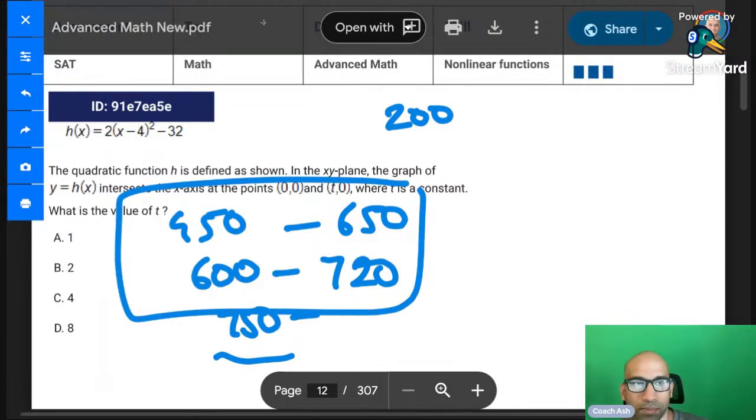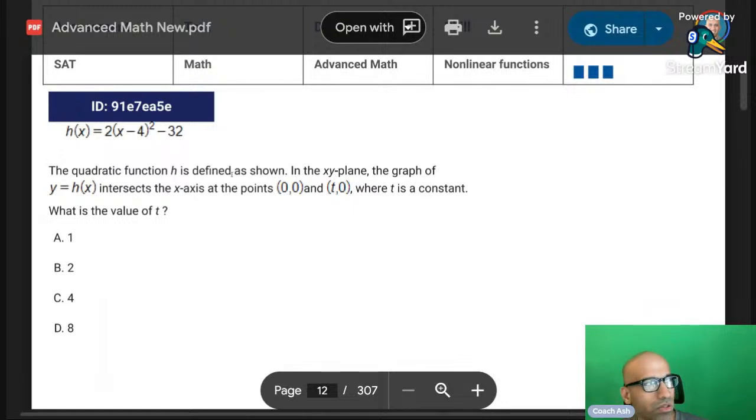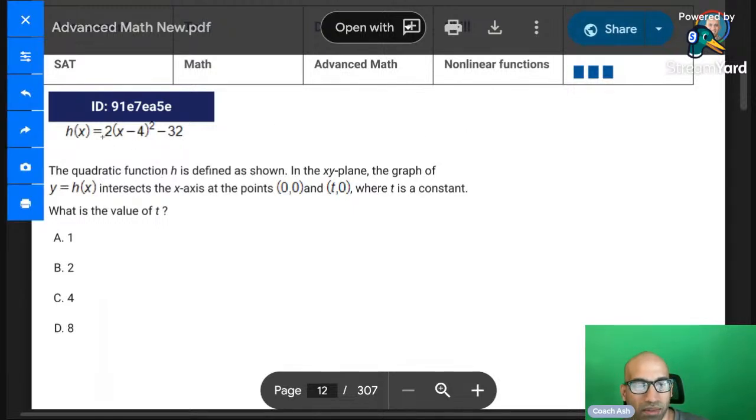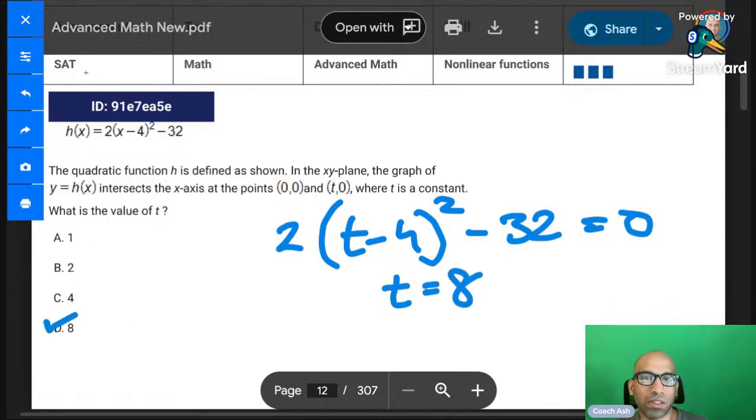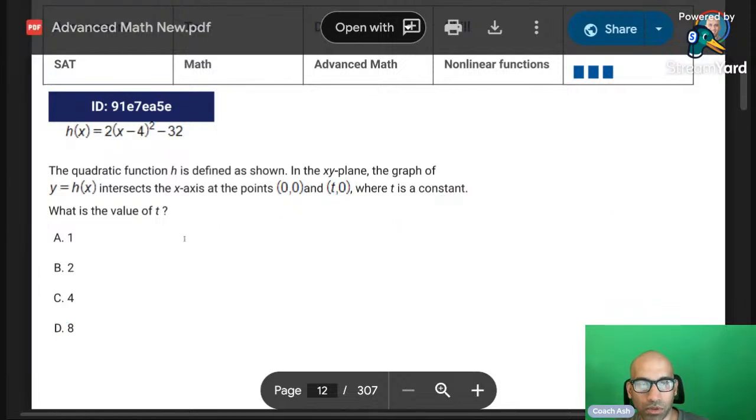All of these parts. So how do you solve this problem one more time? You will think about this question like this. You plug in the values. So 2 times t minus 4 squared minus 32 is equal to 0. And you solve it. And then you will get t is equal to 8. And that's your answer, right? So this is a very important problem for you to understand.